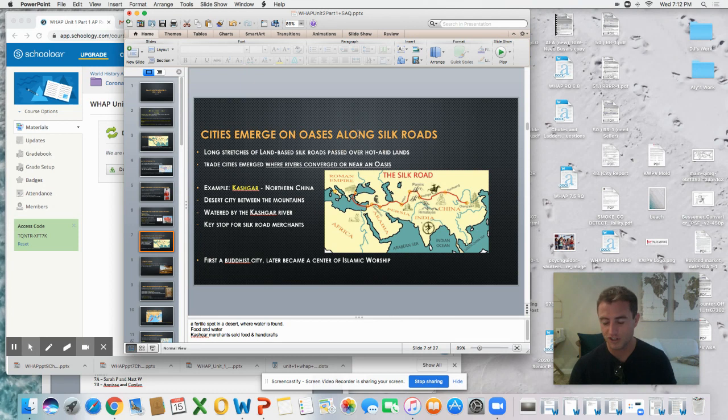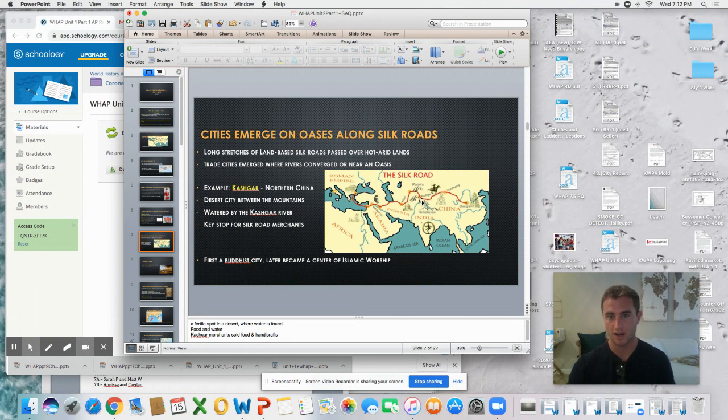So one important trading city to remember is Kashgar. Kashgar is in northern China, so it's in a mountainous pass. You can actually see it on the map right here, coming out of the Gobi Desert. But this is a very important trading city along the land-based Silk Roads because we have rivers converging there, and an oasis is a fertile spot in the desert where water is found. And that's going to lead people to stop in this oasis and interact and trade.